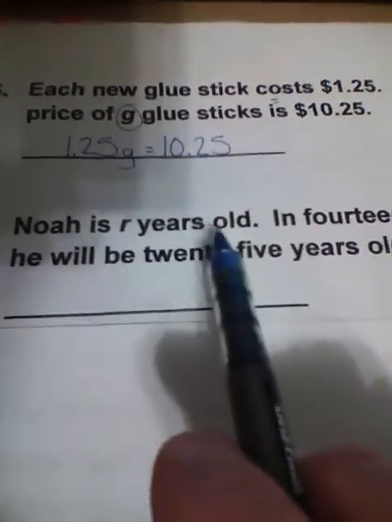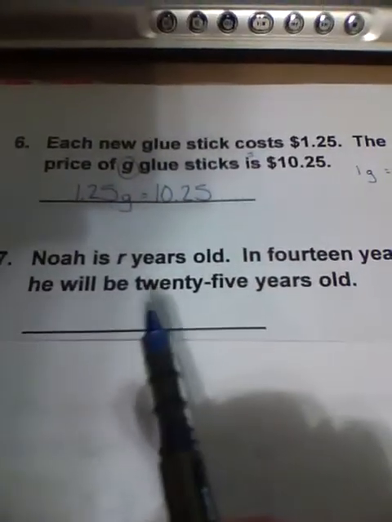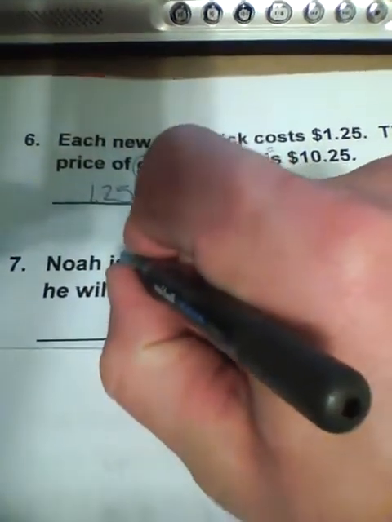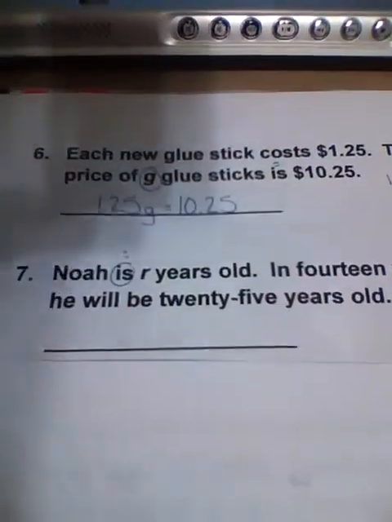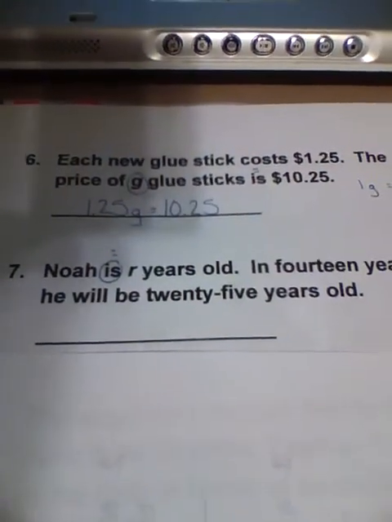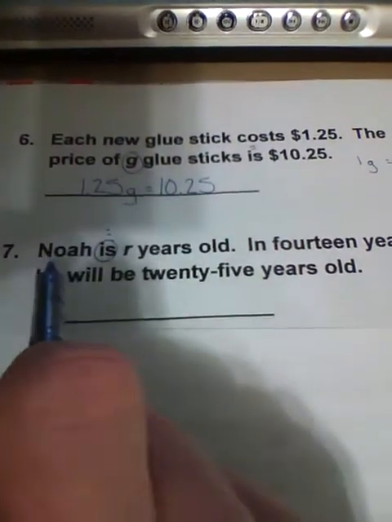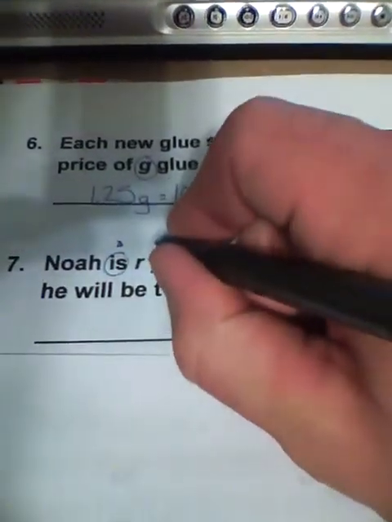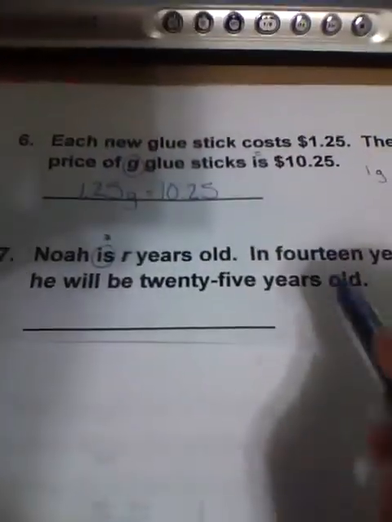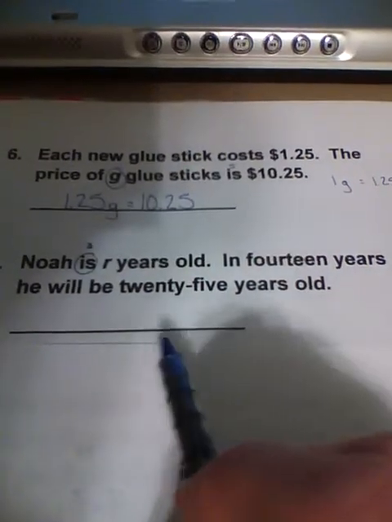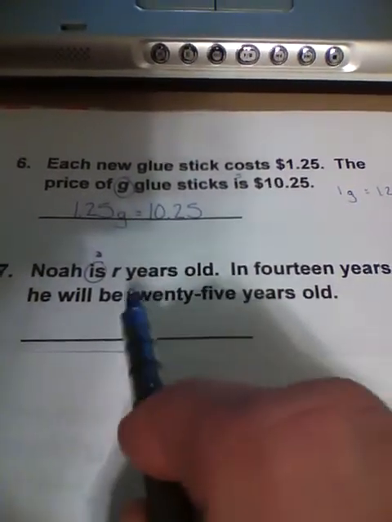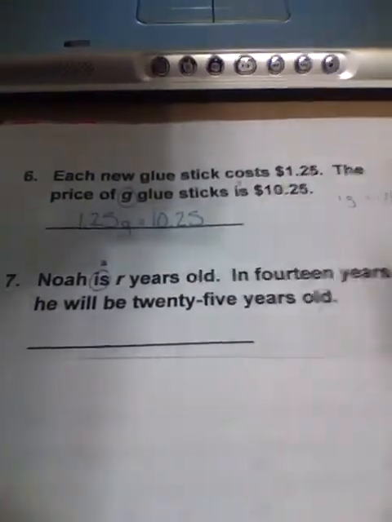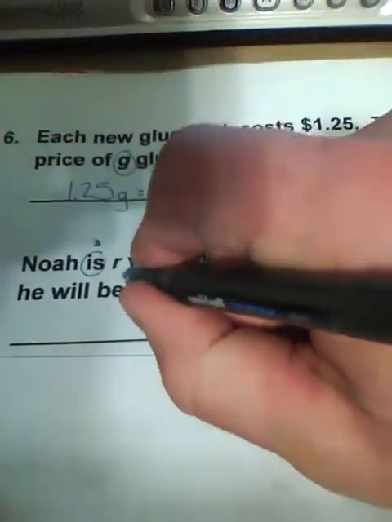Noah is R years old. In 14 years, he will be 25 years old. This is a tricky one because we tend to see "is" and we want to say equals. But in this case, it's a little different because if I read it again, Noah is R years old. We don't know how old Noah is. That's the unknown. But we know in 14 years, he will be 25 years old. So we know that whatever Noah is now, when we add 14 to it, he's going to be 25. So this is actually my equals.